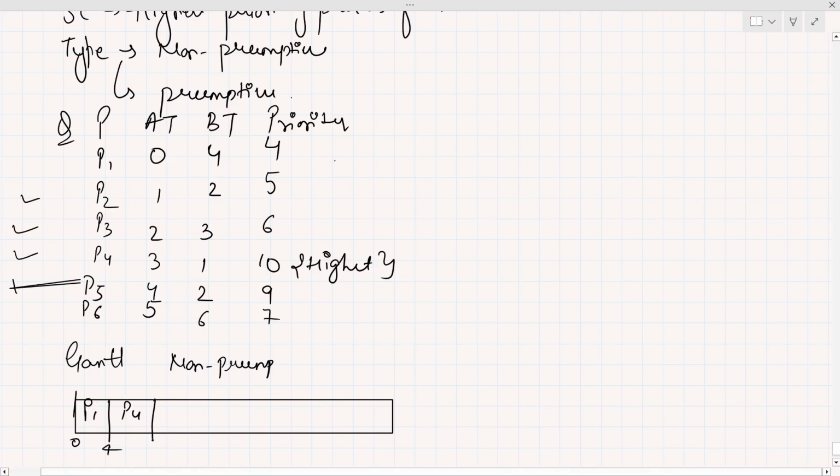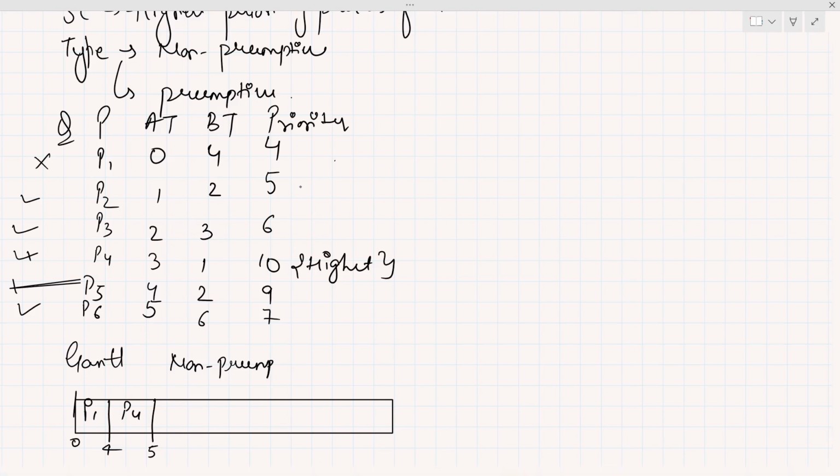What is its burst time? The burst time is 1, so the completion time of P4 becomes 5. It only executes 1 unit of time. After the completion of P4, the time is now 5, and P6 is also available in the queue. Now we have to select a process among these four, because P1 is completed and P4 is completed, so the processes left are P2, P3, P5 and P6.